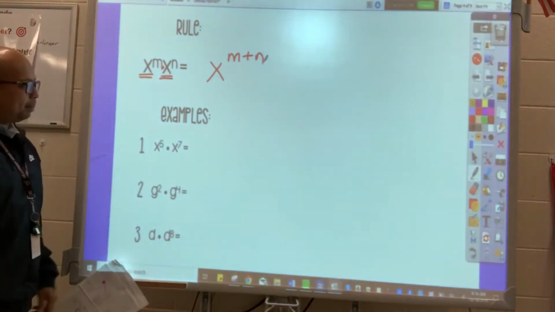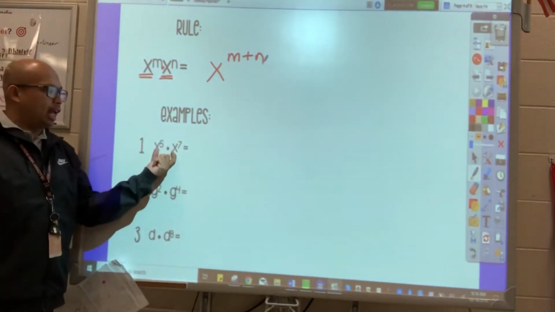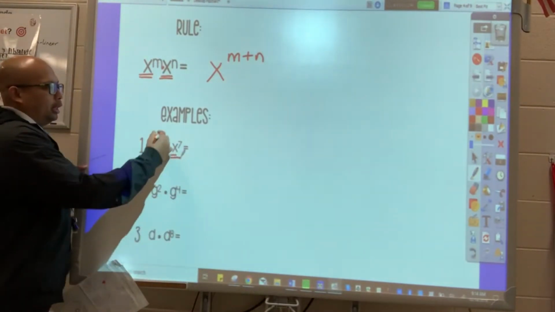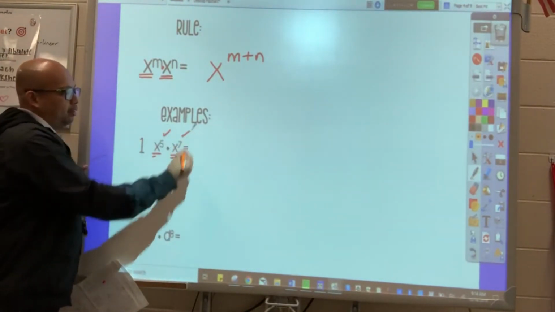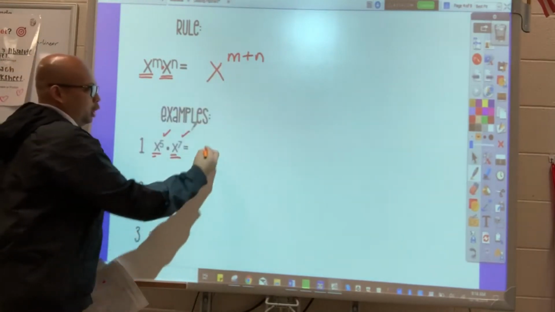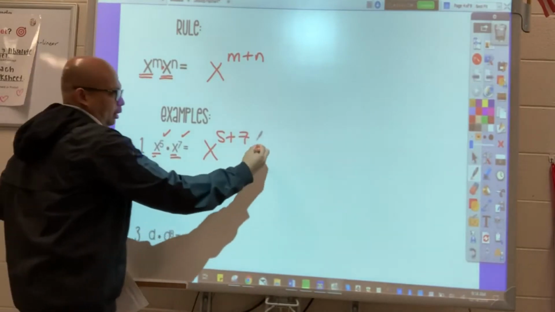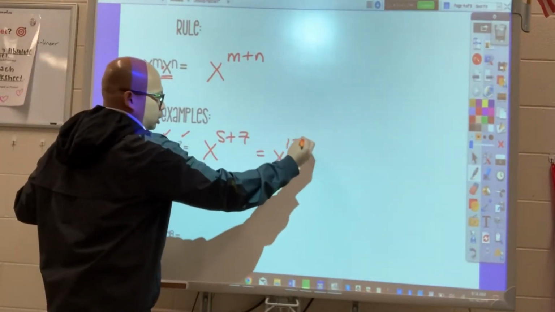So let's see the example here. Number 1, x to the 5th times x to the 7th. The bases are the same, they're both x's. The exponents are 5 and 7. So what do you do according to the rule? You add the 5 and the 7. What's 5 plus 7? The answer is 12. So the answer is x to the 12th.